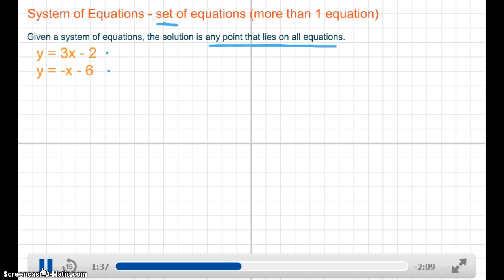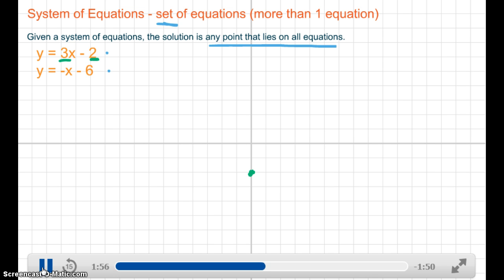Now let me tell you one thing that you can do. First, I'm going to graph the first one in green. So I'm going to first plot my y-intercept. And my y-intercept is negative 2. So when x is 0, y is negative 2. So my first point is going to go right there.